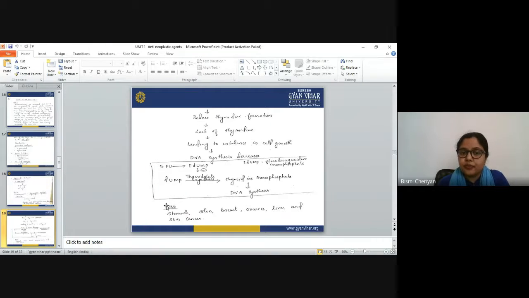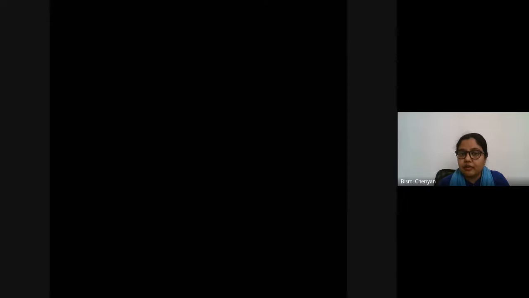Let's see the uses. This 5-fluorouracil is used in the treatment of stomach cancer, colon cancer, breast cancer, ovary cancer, liver cancer as well as skin cancer. Okay, so all these cancers are treated by 5-fluorouracil: stomach, colon, breast, ovaries, liver, and the skin cancers. So this 5-fluorouracil comes under the category of antimetabolites in the pyrimidine analogues.